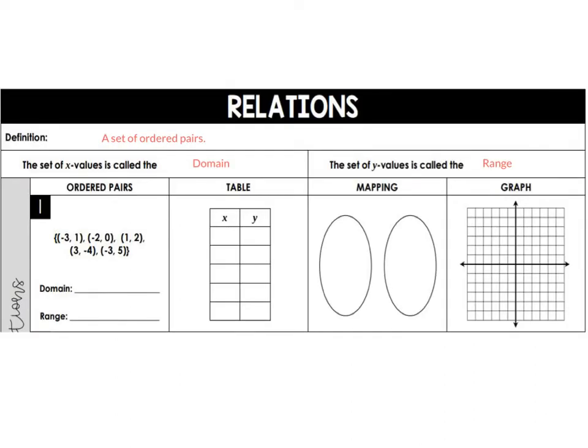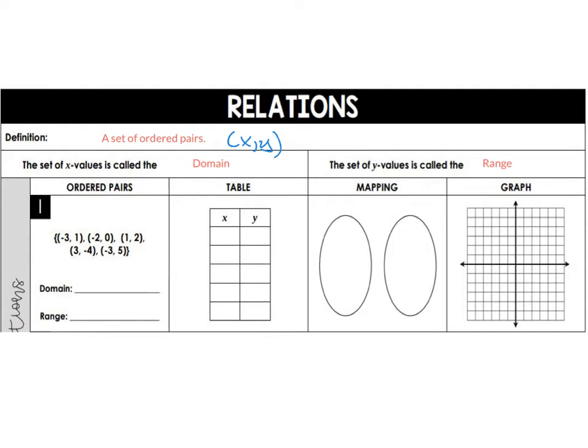Okay, first thing we're going to talk about is relations. Now, a relation, by definition, is just a set of ordered pairs. So your ordered pairs are just like any x, y coordinate, and you're just going to have multiple different cases. As you can see down below, there are 4 different ways we're going to order these ordered pairs, or kind of group them, which would be by ordered pairs, by table, by mapping, and by a graph.